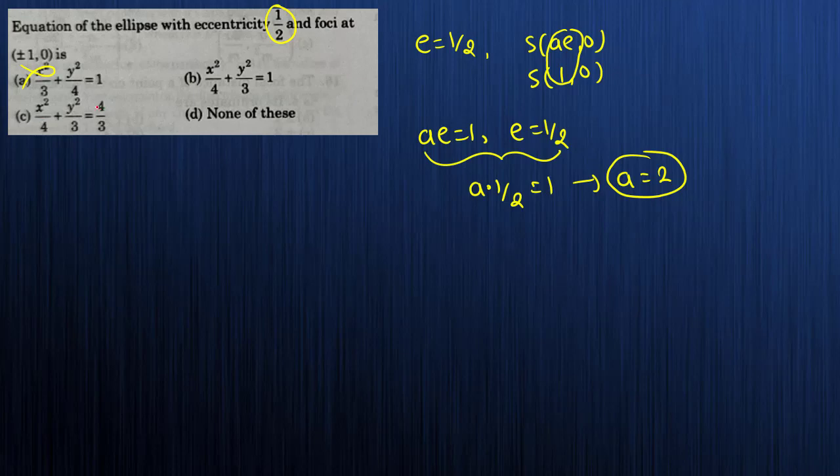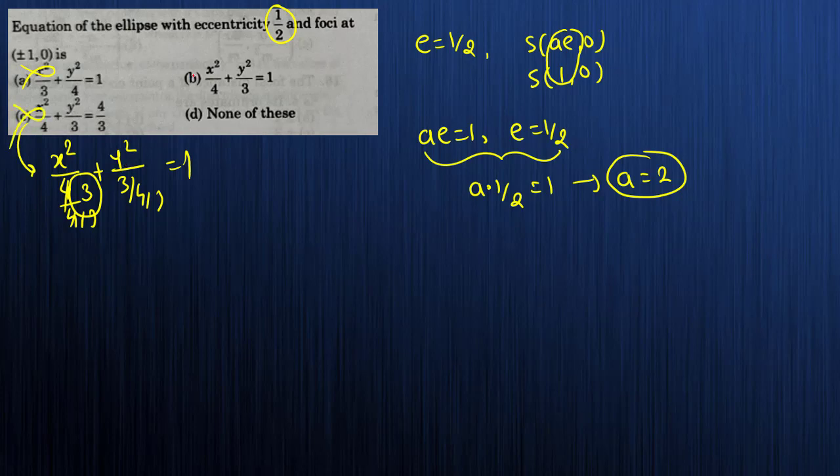Why? Because on the RHS we have 1 in the standard equation of the ellipse. So if you make the RHS equal to 1, your a value will change. See here, x square divided by 4 by 3 plus y square divided by 3 by 4 by 3 is equal to 1. So here the 4 cancels, and what we get as a square is 3 in option number C, which is definitely wrong. So option C is also wrong.